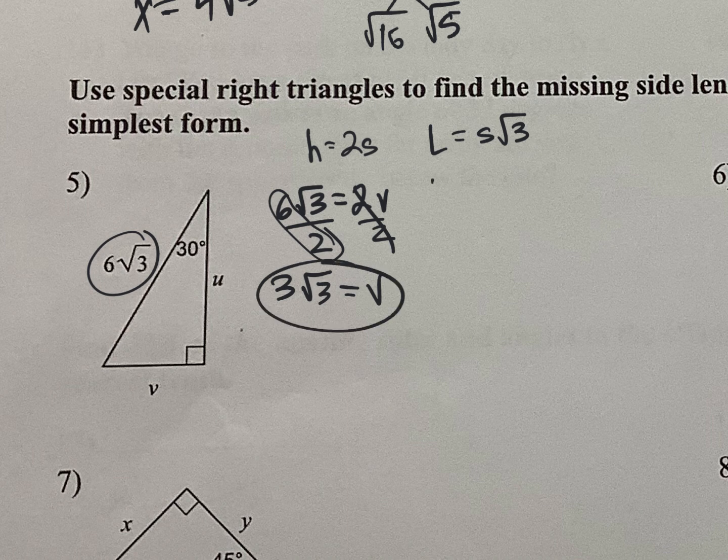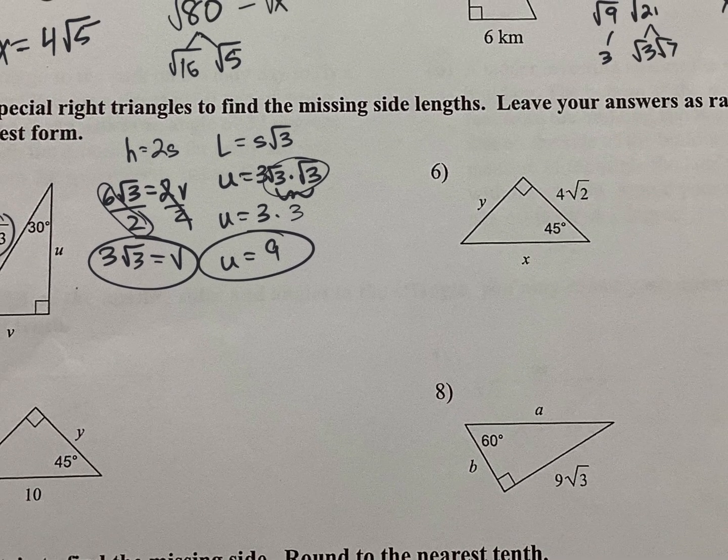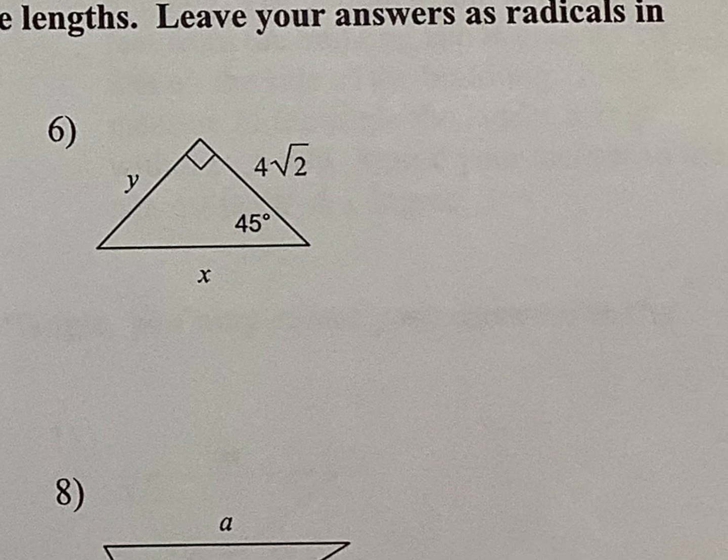Now the long leg is u. The short leg is v, which we just found, 3 square root of 3. And we multiply that by the square root of 3. There you have a pair. So u is equal to 3 times 3. So u is 9. So now we have 45, 45. So what's the formula for that?